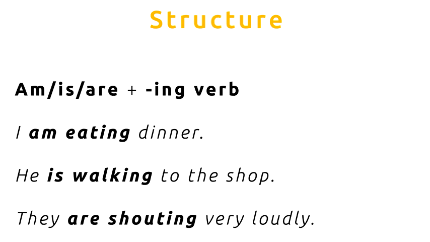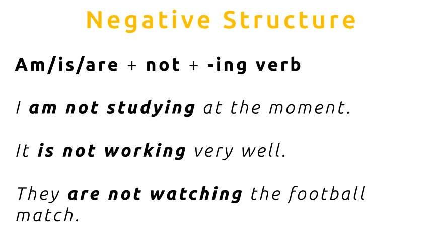And the negative structure is also quite simple. Just add not in between am, is, are and the ing verb. So for example, I am not studying at the moment. It is not working very well. They are not watching the football match. So this is the negative structure.